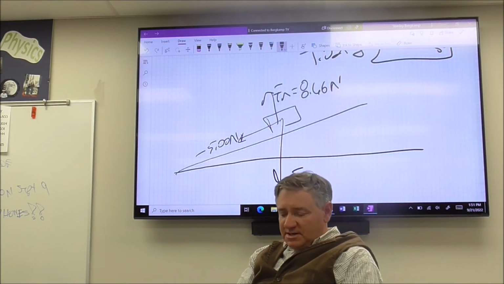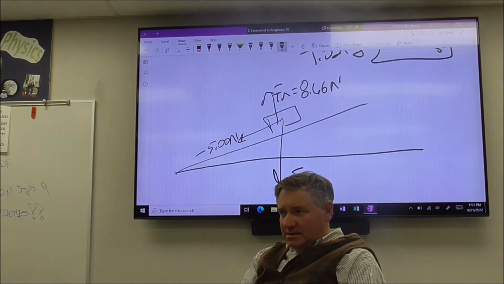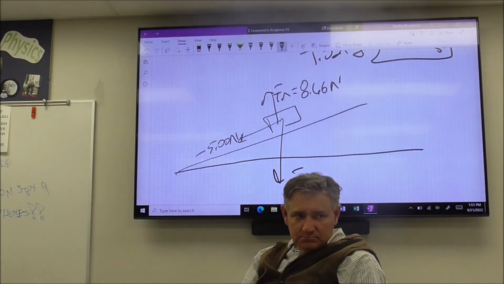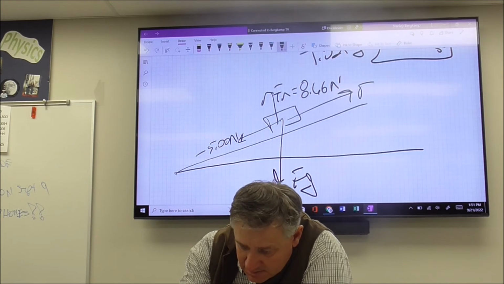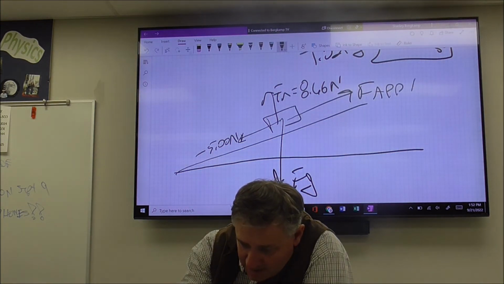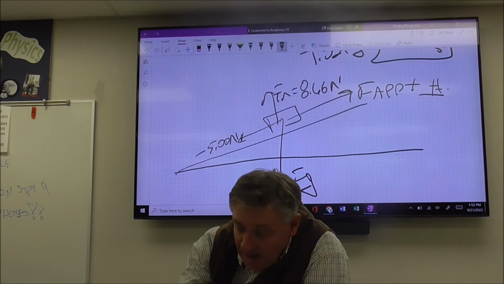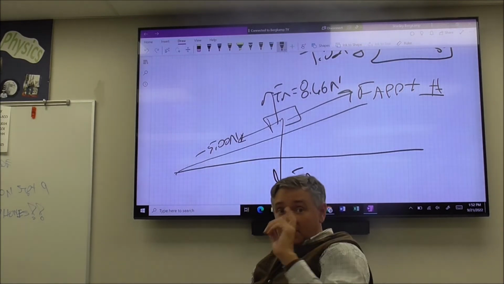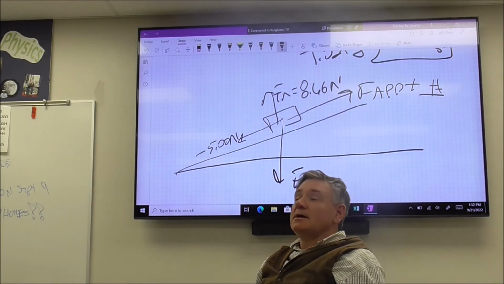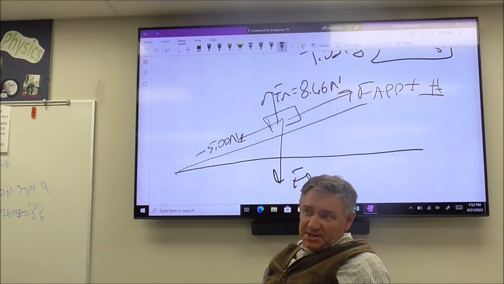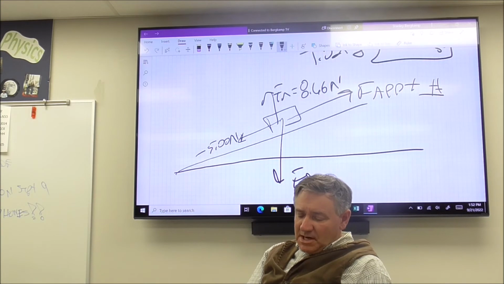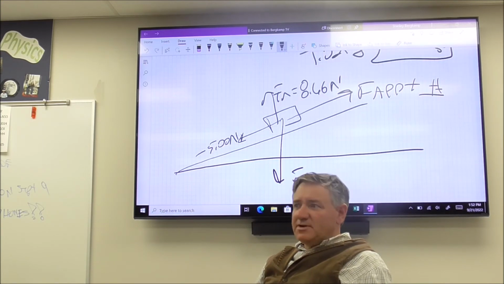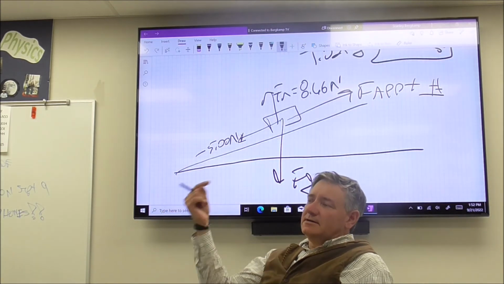Now, here's the kicker. Which direction is my applied force going to act? Up or down? Upwards. So my applied force is going to act up. So I know that's going to be some positive number. I don't know what it is, but I know it's going to be a positive number. Now, this is where friction gets tricky. If I'm pushing it up the hill at a constant velocity, which direction is my frictional force going to act? Down the hill.